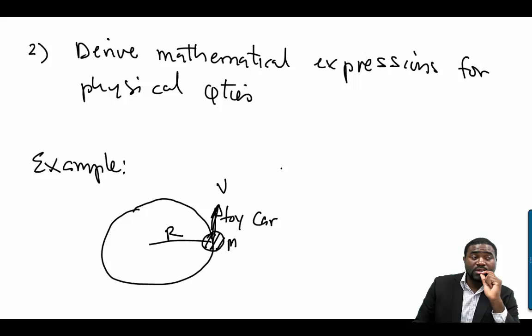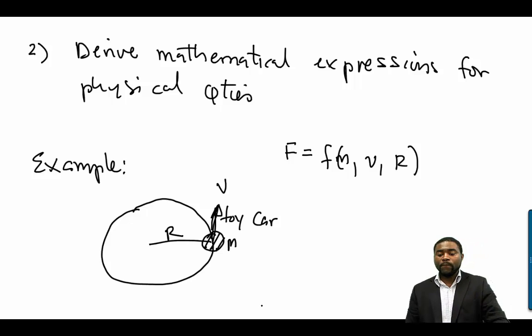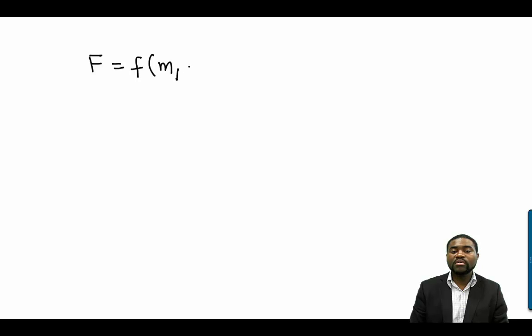Now we want to calculate the centripetal force experienced by this car as it's moving around the track. So what are the variables evident? You have its mass, you have its velocity, and the radius of what? The track. All right? So we know that most likely the centripetal force will be a function of the mass of the car, the radius of the car, and the velocity of the car.